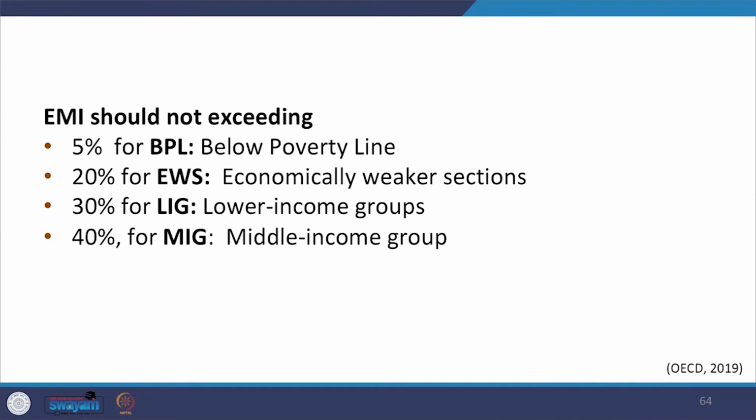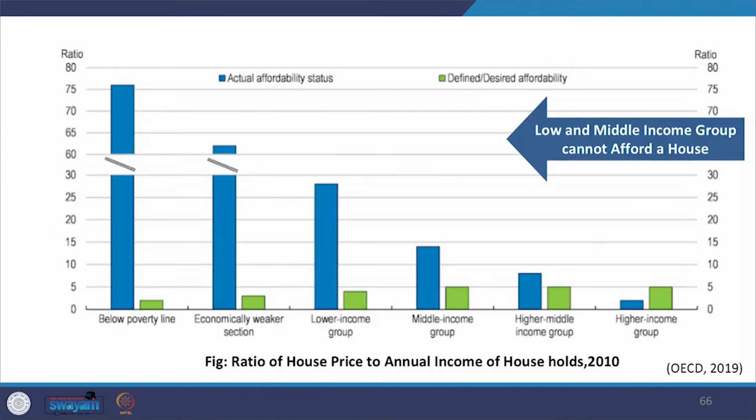EMI also should not exceed 5% of the household gross monthly income for below poverty line, 20% for economically weaker section, 30% for lower income groups, 40% for middle income groups. In the figure, we can see a huge gap between actual affordability status shown in the blue to desired affordability indicated in the green color, particularly in below poverty segment, economically weaker section and the middle income group.